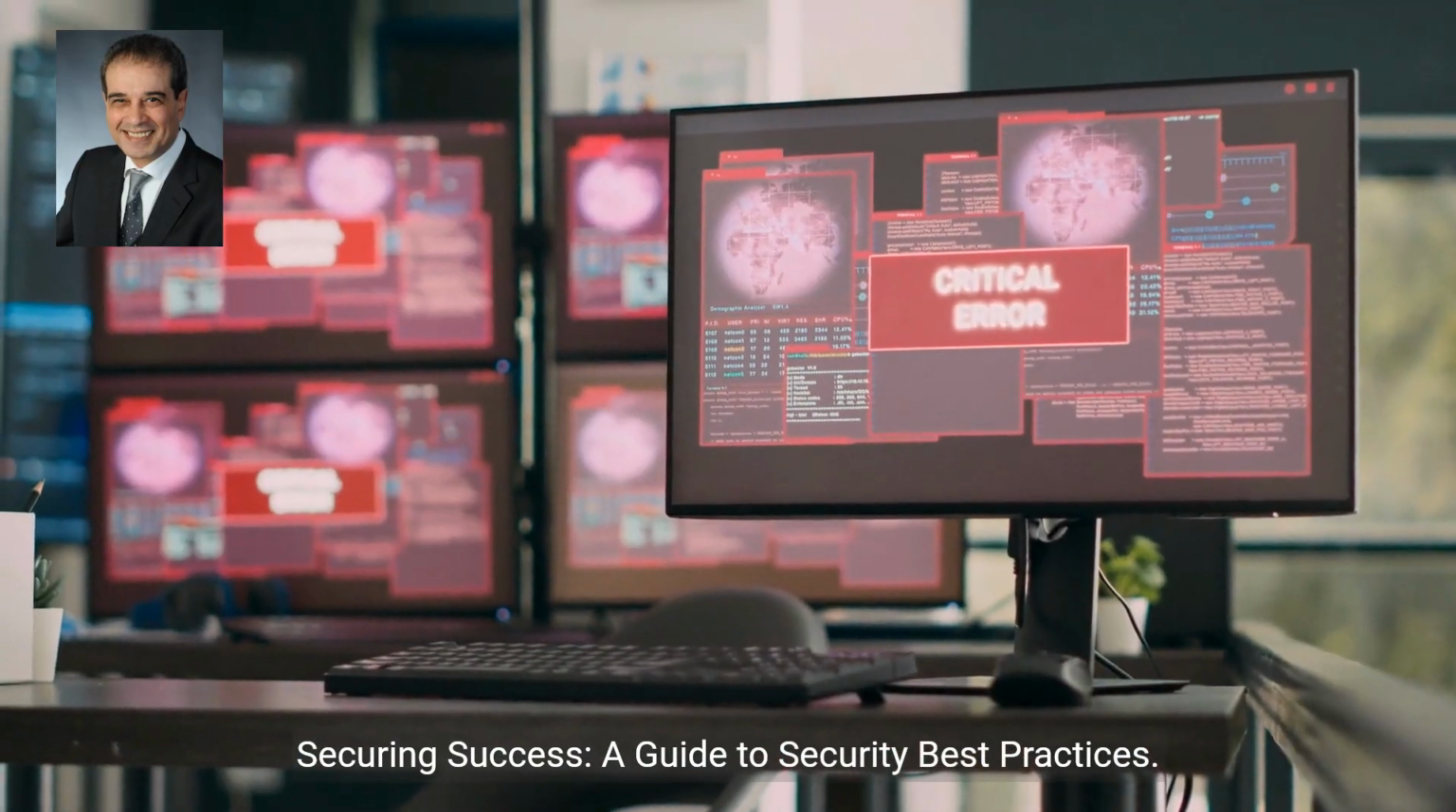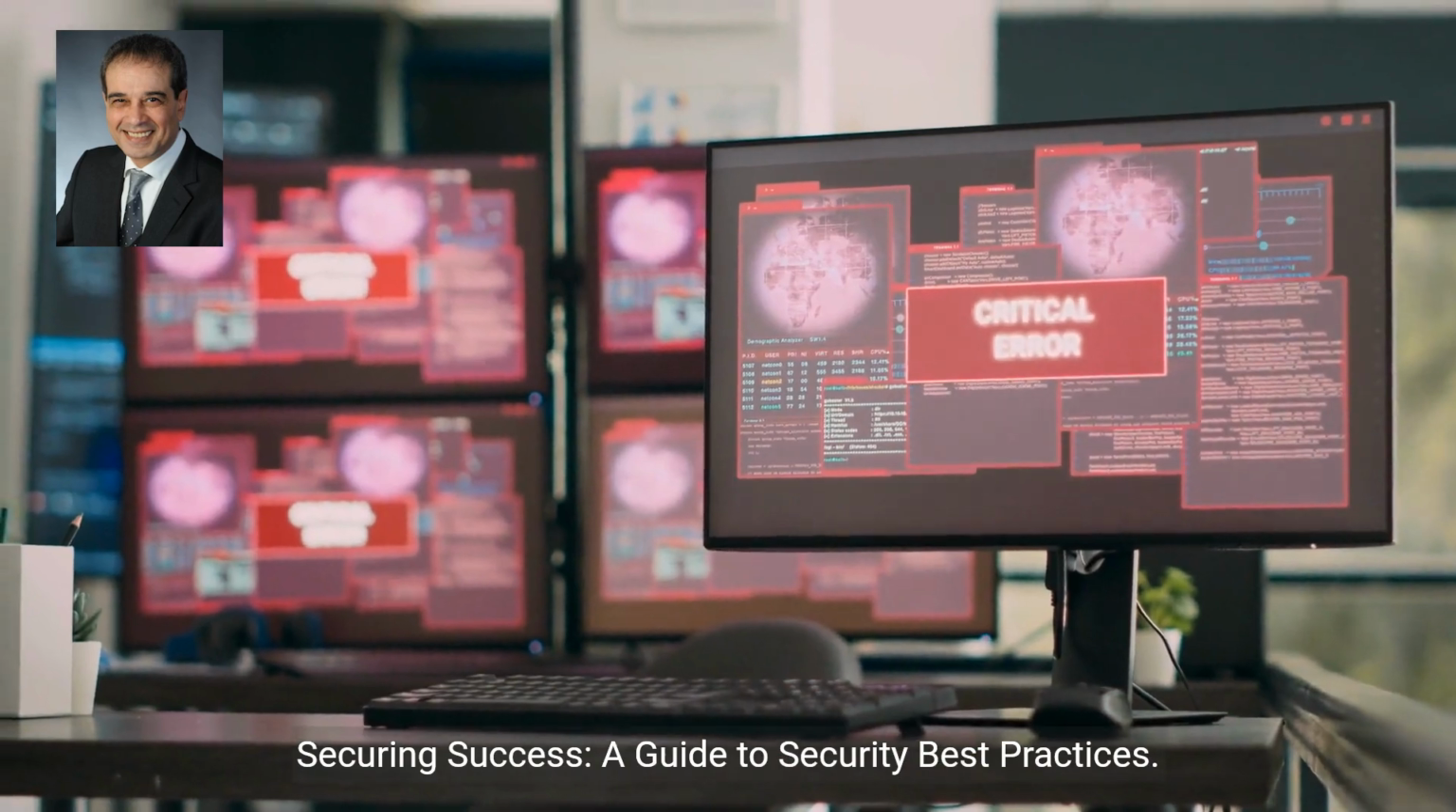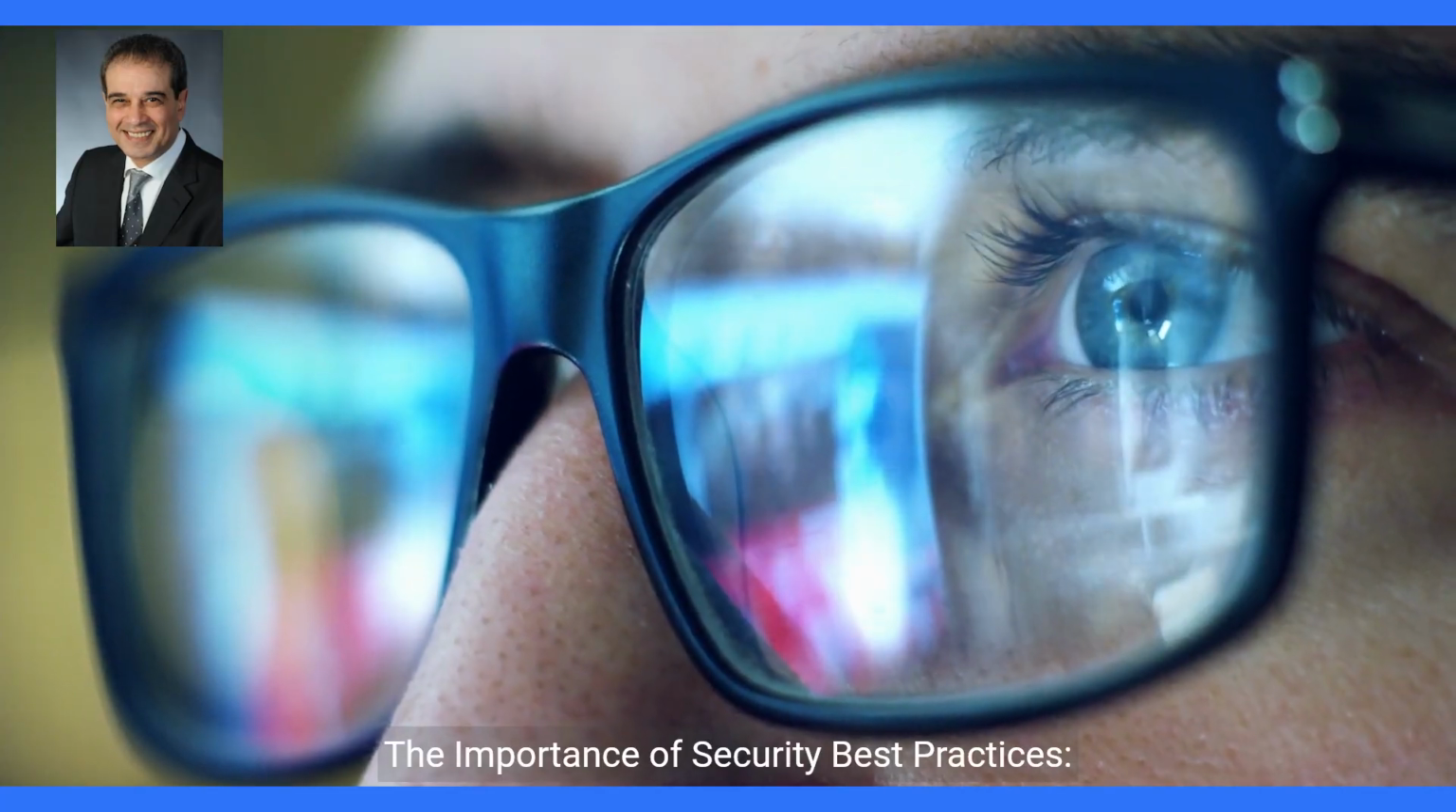Securing Success, a guide to security best practices. The importance of security best practices.